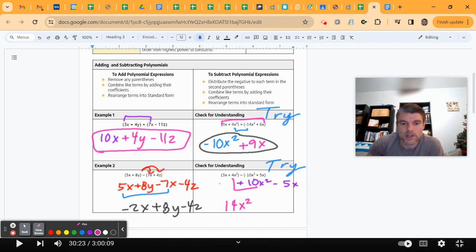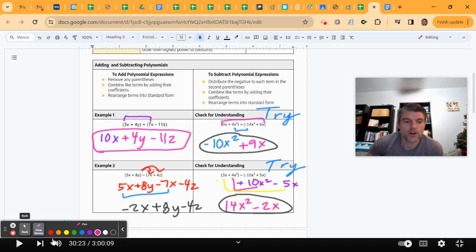The next thing you want to do is combine 3x and the negative 5x. So that's going to be minus 2x. And then that's everything that combines. So that's your answer. And then you can see the other answer for example 1. So go ahead and pause it if you need to, and then we're going to move on.